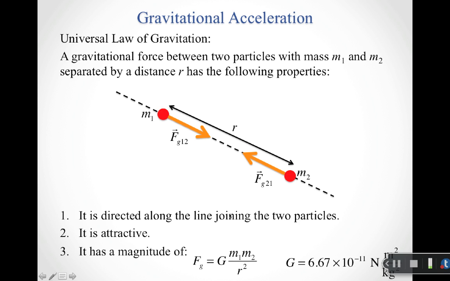Both of these forces are going to be directed along the line joining the two particles. They're both going to be attractive, so you can see that the force mass 1 feels is attracting it towards mass 2, the force mass 2 feels is attracting it towards mass 1, and that both of these forces are going to have a magnitude that's given by this expression. So the magnitude of the gravitational force is going to be big G times the product of the masses divided by the square of the distance. Big G, again, is this value, and we'll leave it in these units for the moment.